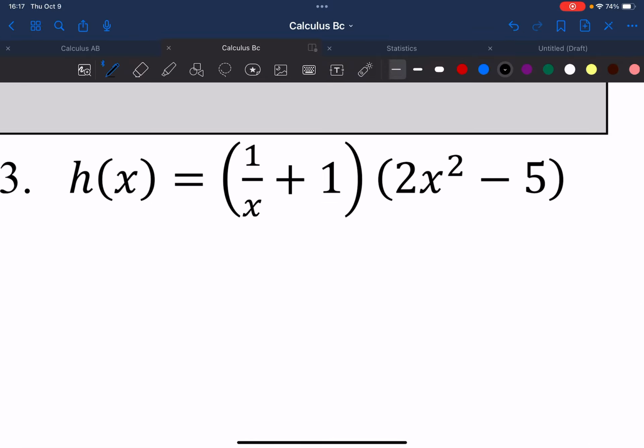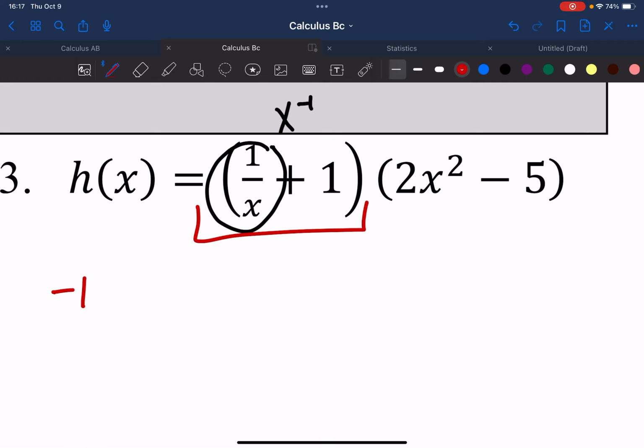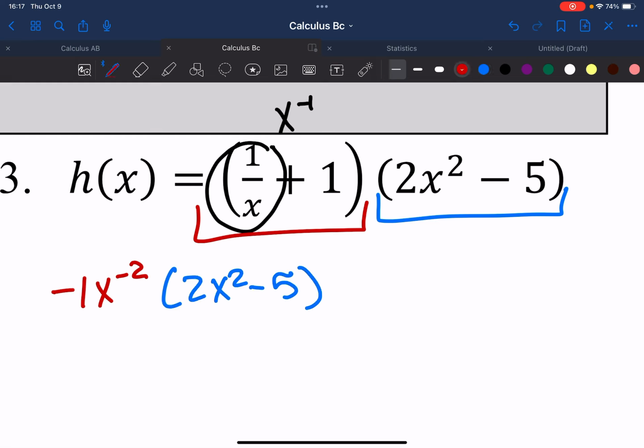Okay, in this one, before I start, I know I can write this as x to the negative 1. So I take the derivative of f, which is this entire part here. So that's negative 1x to the negative 2. I write out my next function, 2x squared minus 5x. I write out my original function, so plus 1 over x plus 1. And then I multiply by the derivative of the second function, so 4x.